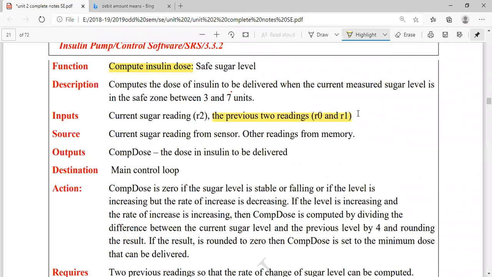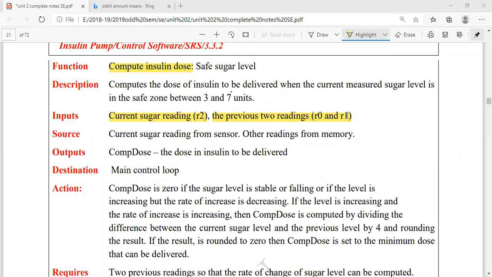So now I have to give another dose at 2 p.m. to the patient, isn't it? Now that will be called the current sugar reading. So R2 is the reading which is taken after a gap of 4 hours, that is at 2 p.m. R0 you can take at 6 a.m. R1 is taken at 10 a.m., and R2 is taken at 2 p.m. Are you getting that? Yeah, so these are my three inputs for the day.